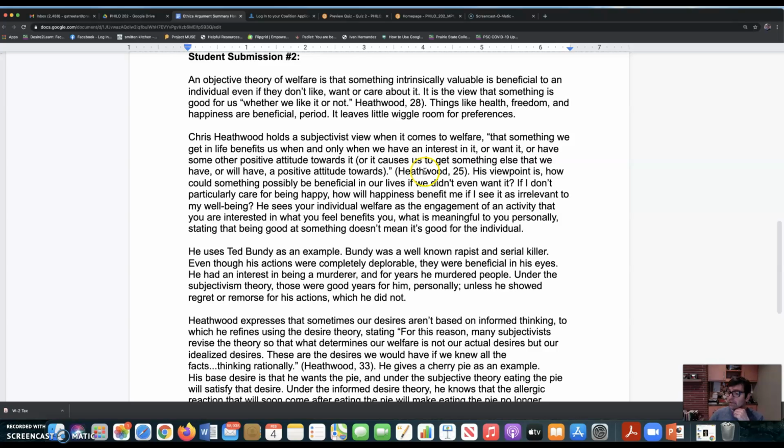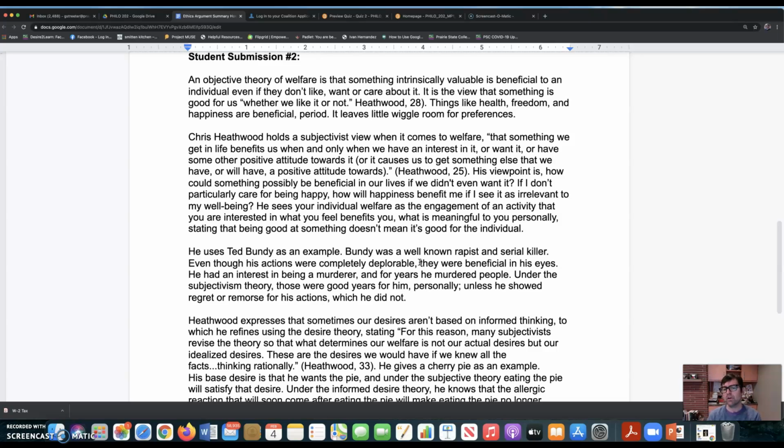Another quote, so putting us in the context of the text. His viewpoint is, and here's an attempt to interpret the quote, how could something possibly be beneficial in our lives if we didn't even want it? Now, I think that would be a better sentence if it wasn't put in the form of a question, but actually made a statement, right, to state Heathwood's view, but it contains an implied statement. If I don't particularly care for being happy, how will happiness benefit me if I see it as irrelevant to my well-being? Those are all good questions.